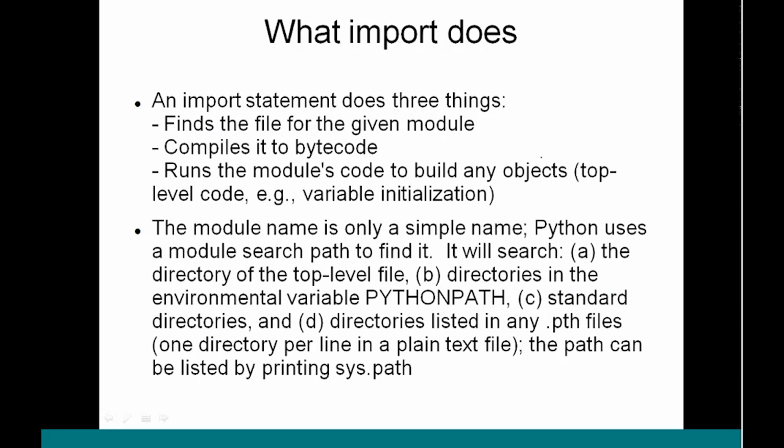It will search the directory of the top level module or the top level file, then the directories inside the environment variable called PYTHONPATH, and then the standard directories, and then finally the directories listed in any of the path files in your directory. Here it is basically one directory per line in a plain text file. Essentially, that's how you specify the .pth file. The path can be listed by printing sys.path. So if you say print sys.path, it will list the path.